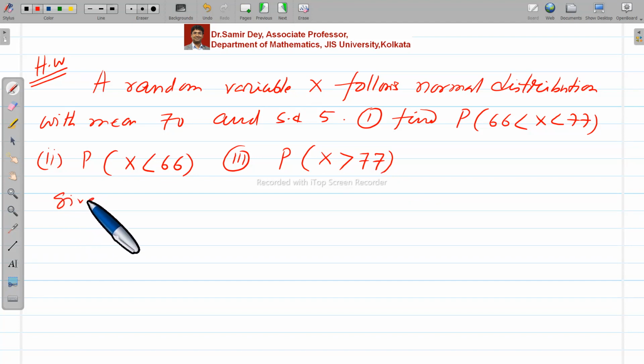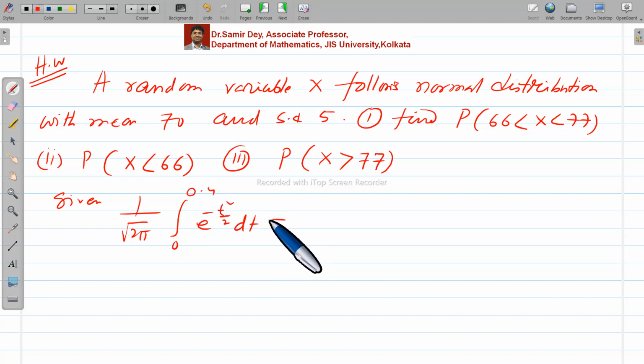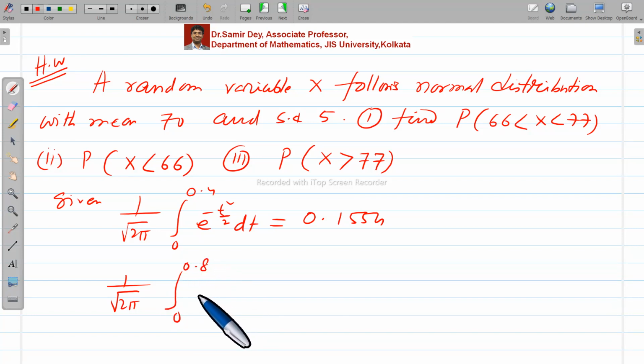Given condition: 1 by root 2 pi, integral from 0 to 0.4 of e to the power minus t square by 2 dt is equal to 0.1554. Another one, 1 by root 2 pi, integral from 0 to 0.8 of e to the power minus t square by 2 dt is equal to 0.2881. Now you try to understand, this is the given homework.